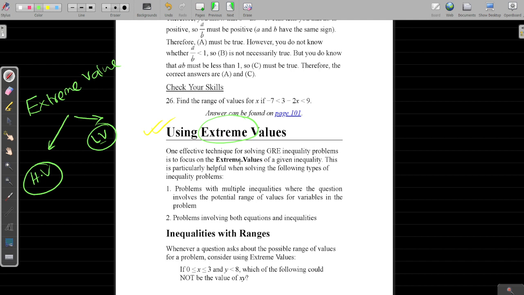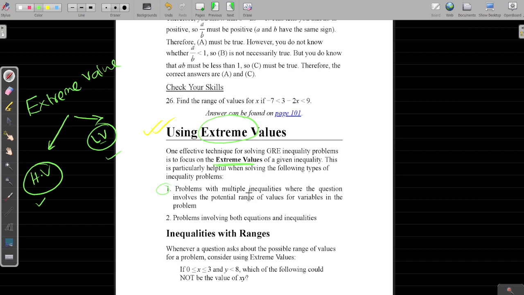Now, one effective technique for solving GRE inequality problems is to focus on extreme values. Extreme values means the highest value or the lowest value of a given inequality. This is particularly helpful when solving the following types of inequality problems. Which types of problem should we focus on when solving inequalities by using extreme values? Problem type number one.